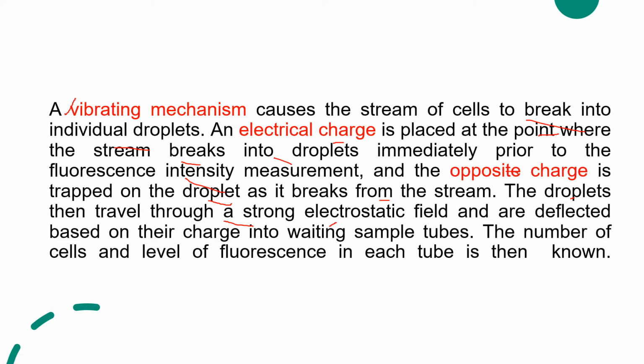Because our cells of interest are charged now because of the fluorochrome, they are passed through an electrostatic field and are deflected based on their charge into waiting sample tubes. On the basis of their charges, they are separated out into different tubes. The number of cells and the level of fluorescence in each tube is then known.